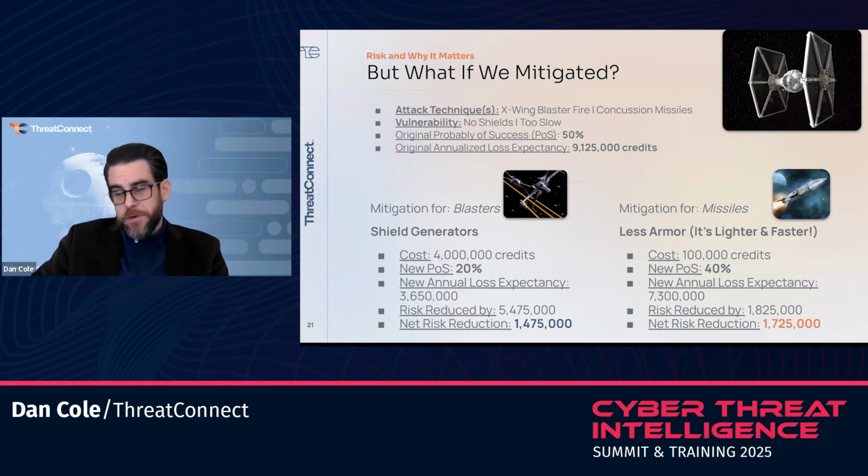Well, that only reduces our probability of success from 50% to 40%, which is not as good as 20%. But when we factor in the mitigation costs, the risk reduction is actually a little bit better. So when you're communicating to your leaders and you're looking for the best way to protect these TIEs, well, here on the right is the best story, because that ultimately pays down that risk quite a bit more.